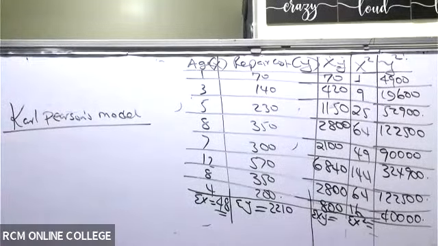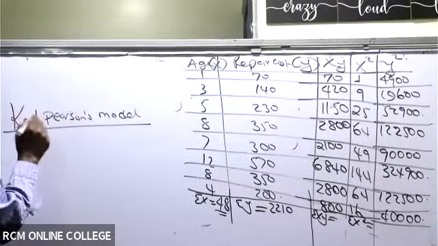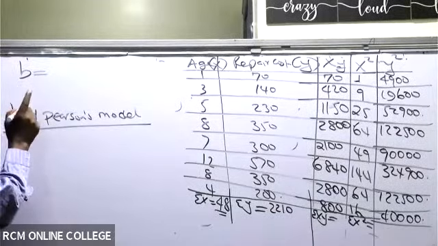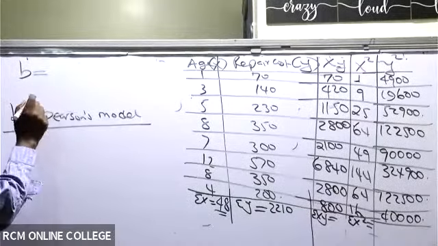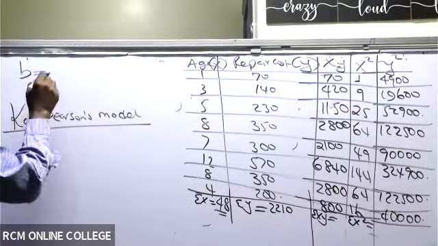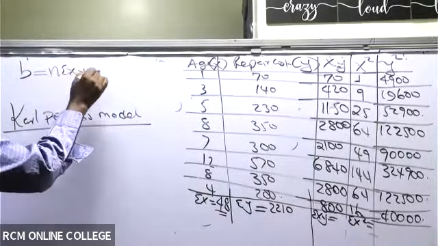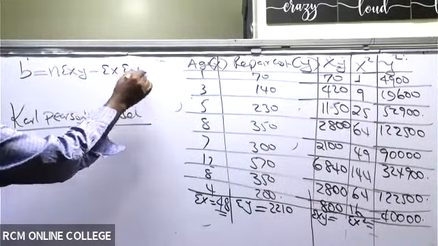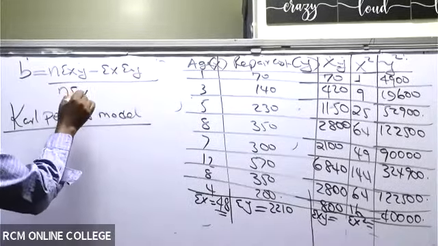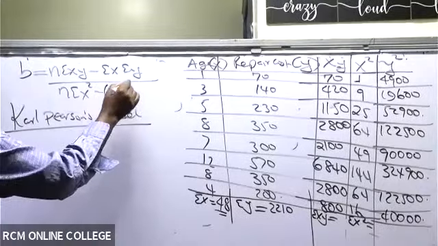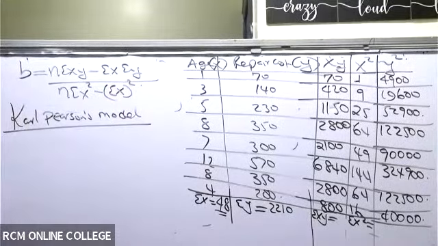The person who taught me this told me that for you to be able to remember the Karl-Pearson's, always start by remembering the formula of B. When you remember the formula of B, then the Karl-Pearson's correlation model will be very easy. To get B, we normally take n summation of xy, minus sum of x, sum of y, all over n sum of x squared minus the sum of x, squared. That is the formula for getting B.